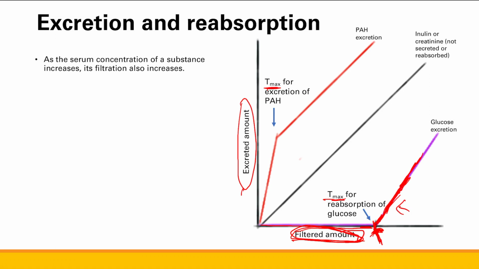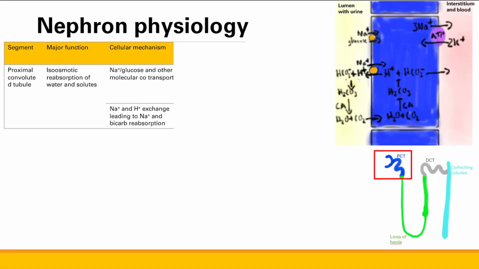Okay. So now let us go on to the nephron physiology. After we've just talked about how the concentration gradients work and the transporters that help excrete and secrete, now let's look at the nitty-gritty details. We're going to take a look at the proximal convoluted tubule first, in the bottom right. The major function of the proximal convoluted tubule is isoosmotic reabsorption of water and solutes.